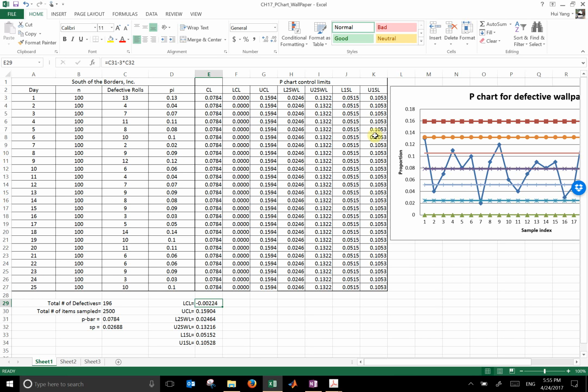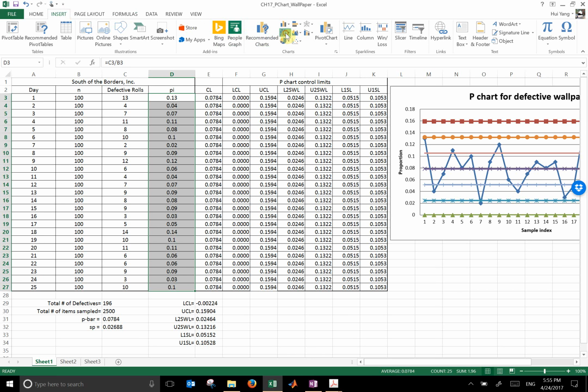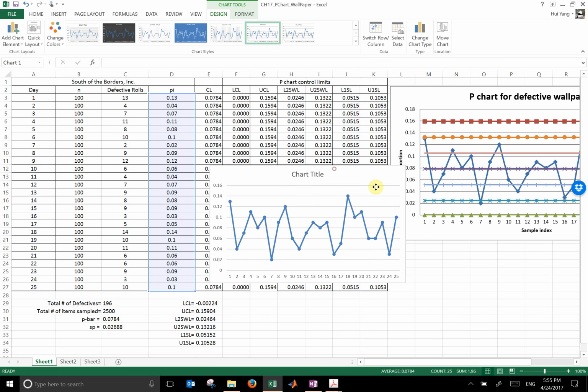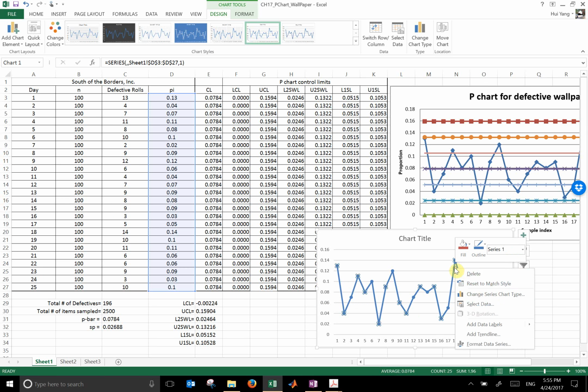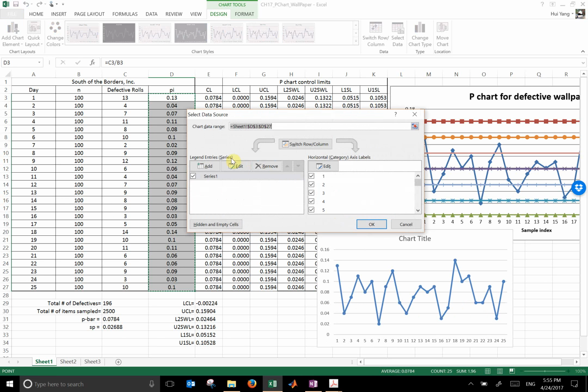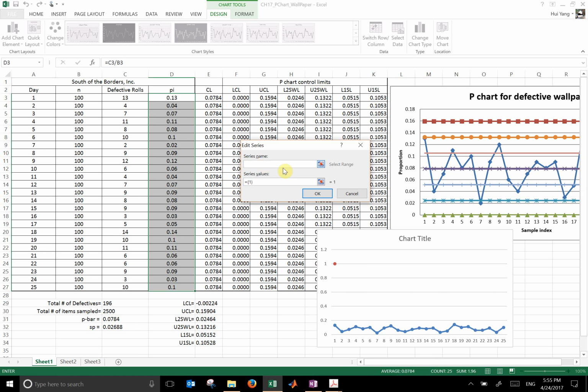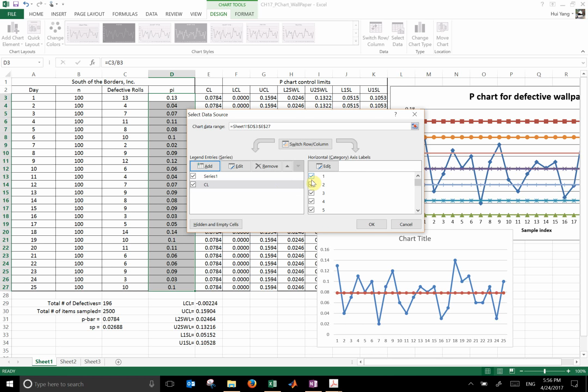So what we are trying to do is just plot this. This will be our fractional non-conforming P i. And what we are going to do is add data. First, let's try to add the center line. The center line will be this column. Okay, so this is our center line.